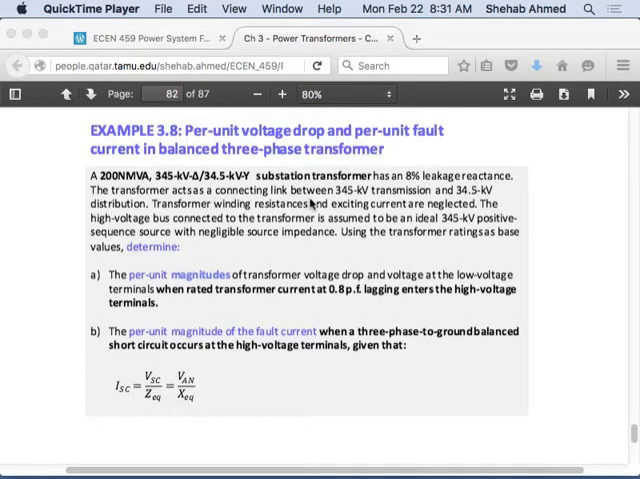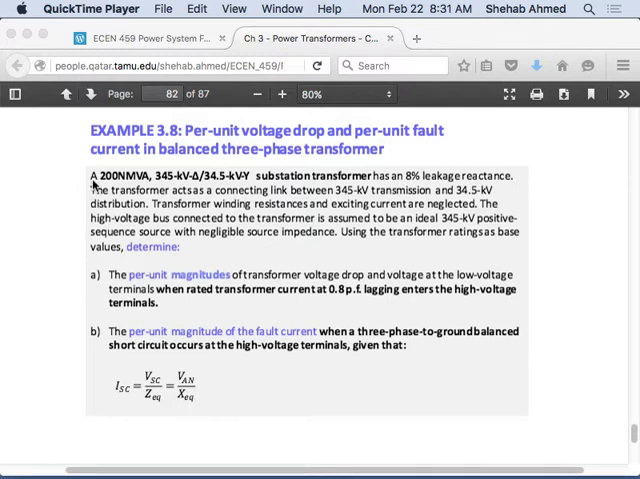The transformer acts as a connecting link between a 345 kilovolt transmission system and a 34.5 kilovolt distribution system. Transformer winding resistances and exciting current are neglected, so the shunt branch is neglected. The high voltage bus connected to the transformer is assumed to be an ideal 345 kilovolt positive sequence source. So they're telling you that you are given the source on the primary side. It is 345 kilovolts, that's the line-to-line voltage, and it does not have source impedance.